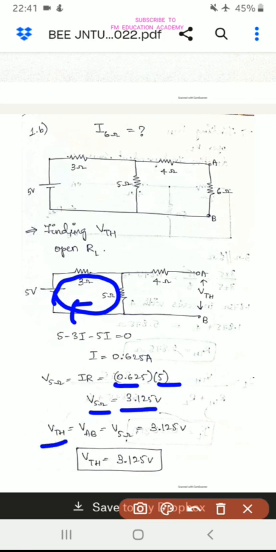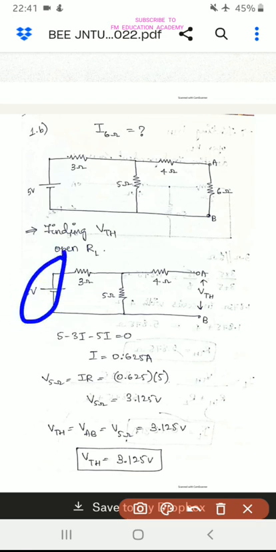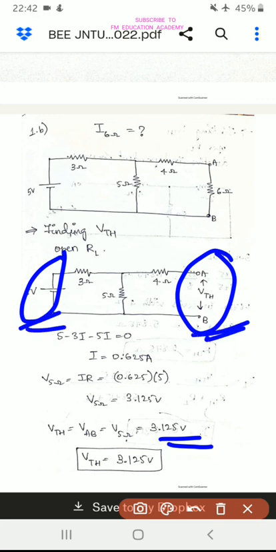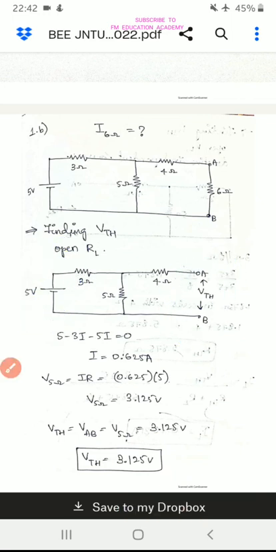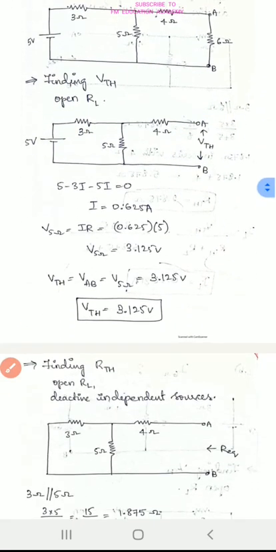Then Thevenin's voltage is equal to what? The voltage across A and B, that is nothing but the voltage across the 5 ohm, right? So we get to know that the Thevenin's voltage is nothing but 3.125 volts. Why is it the same? Because we know in parallel the voltage is the same. So we got the Thevenin's voltage as 3.125 volts. This is parallel to this, right? That is the reason why Thevenin's voltage is this much.